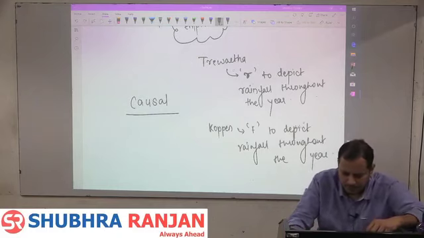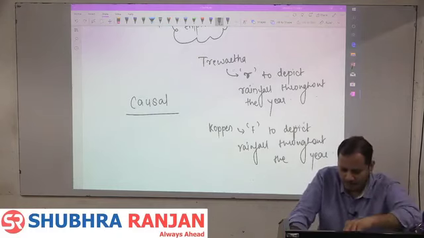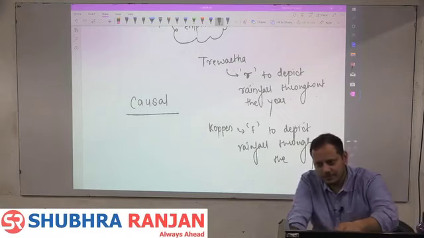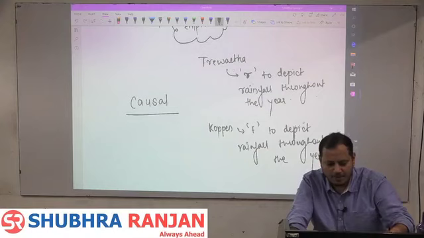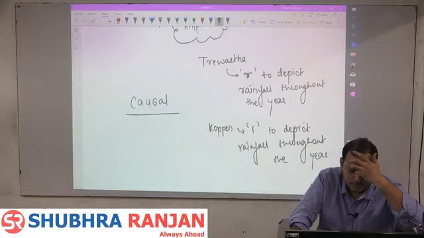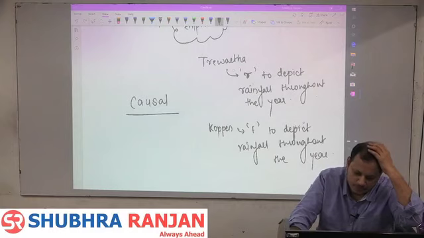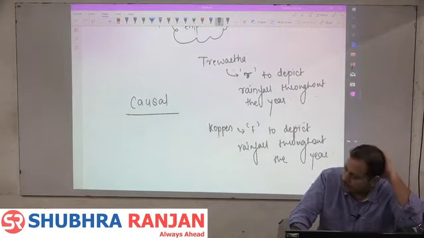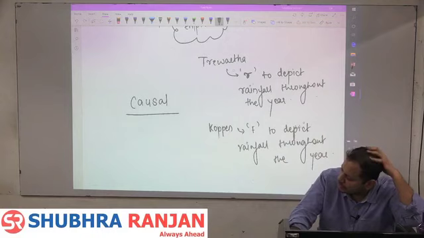Depict the rainfall throughout the year. Getting it? Next point. Conclusion. You take one more point, जो लिखा है नहीं है, before writing the conclusion.